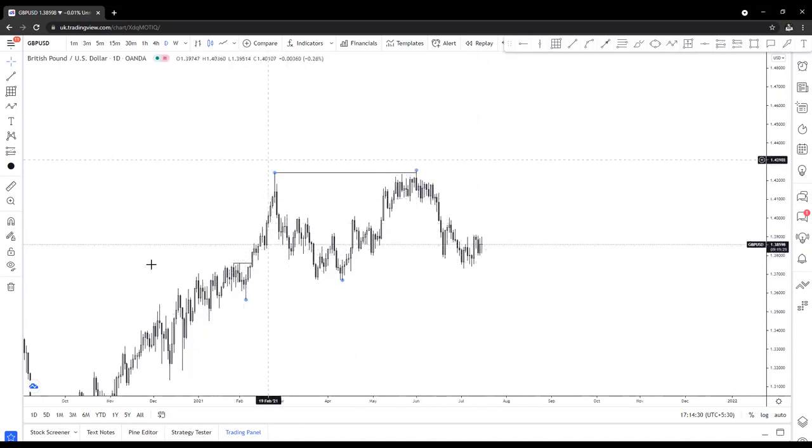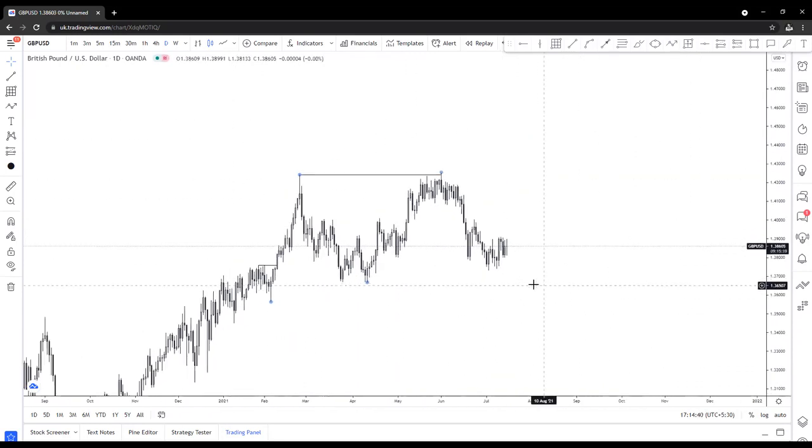Because if you know structure, you know what the trading range is. And if you know the trading range, that's it. You know where to target next and where to enter. I hope it's clear.